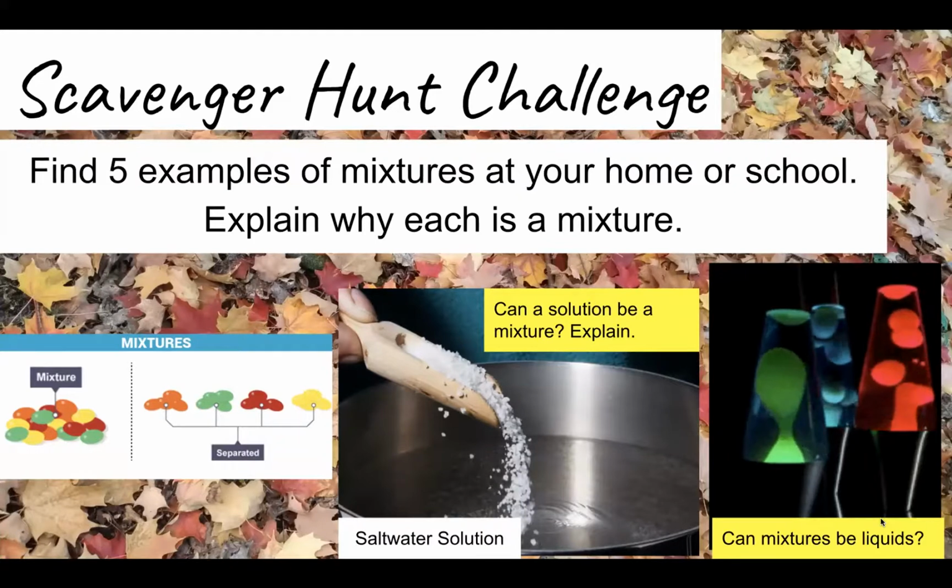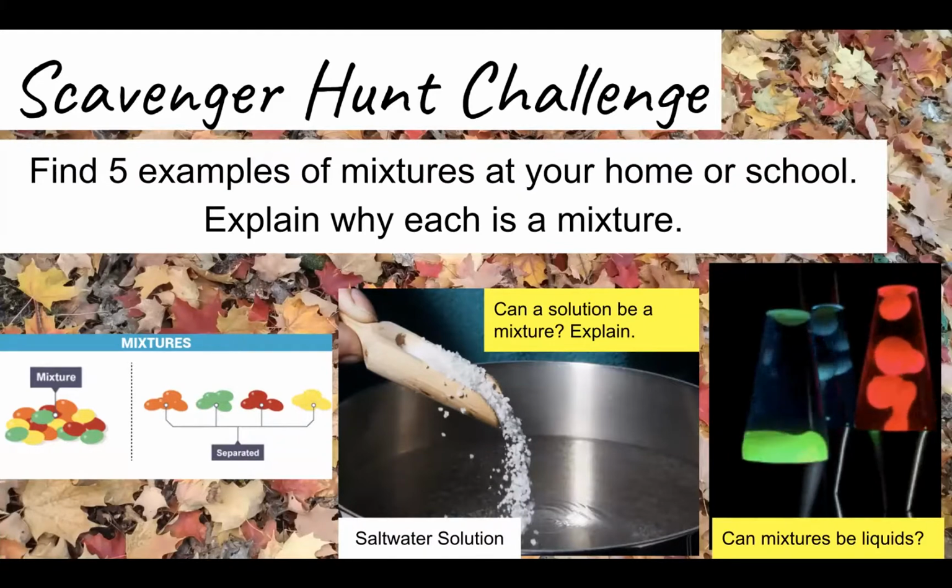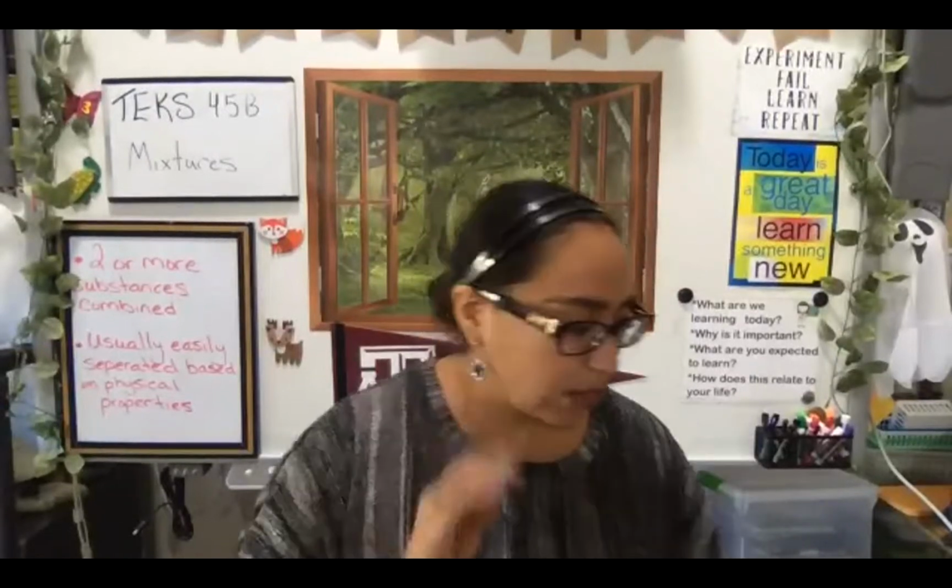Think about, can mixtures also be liquids as well? So I'm going to go ahead and stop my screen share, and I have one last thing to show you guys that y'all can do at home.